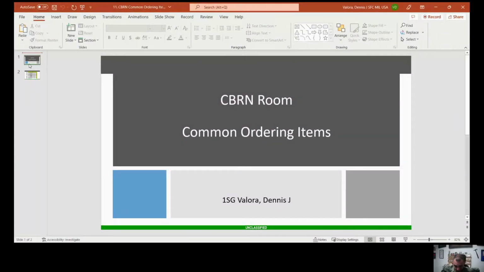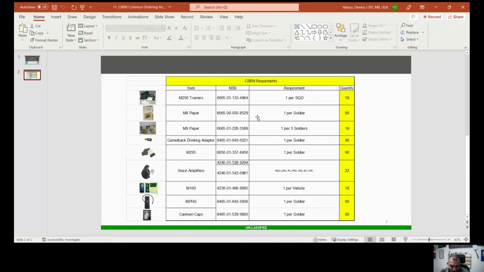So, basic common ordering items. Here's the list of the CBRN requirements, and I did the requirements, whether it be per squad, per soldier, every five soldiers, per vehicle, et cetera. Basically for the 256 trainers, you need one per squad. So basic math, we need 16 in my company. Just do the math: you've got three platoons, how many squads you have, that's how many of those you need.